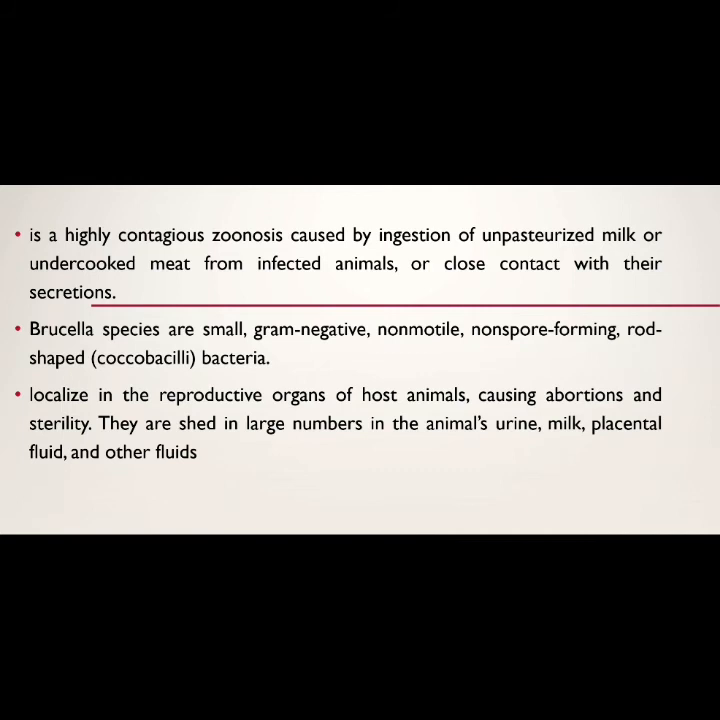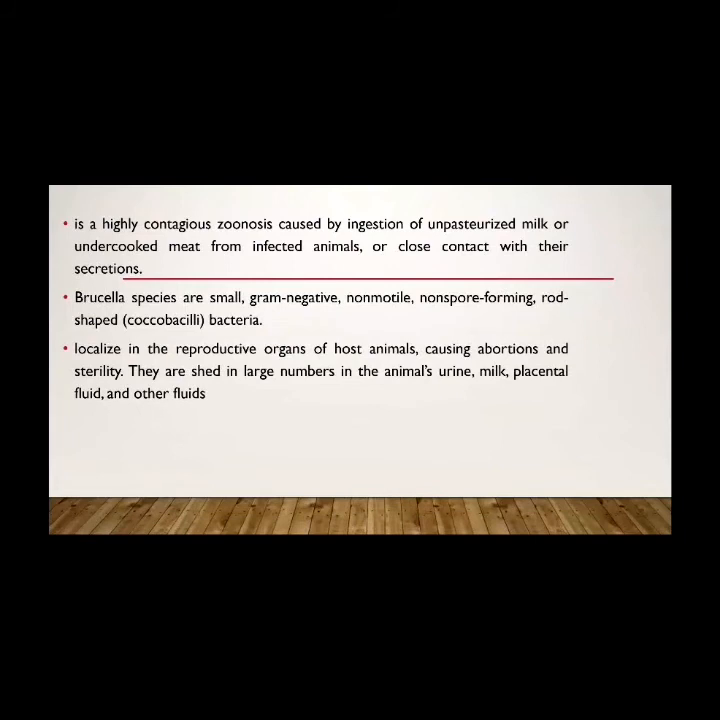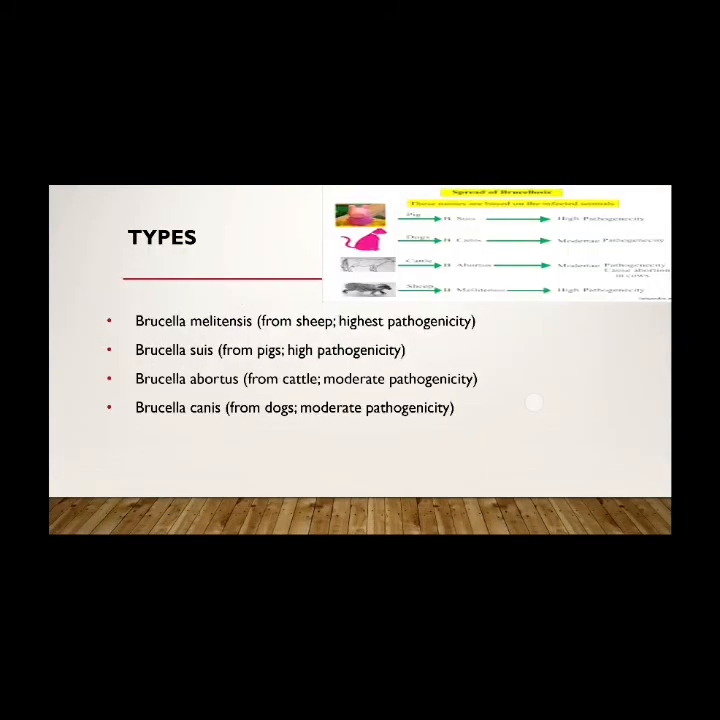Brucella species are small, gram-negative, non-motile, non-spore-forming, rod-shaped coccobacilli bacteria. These bacteria localize in the reproductive organs of the host animal, causing abortion and sterility. So it is one of the causes of sterility in animals. They are shed in large numbers in the animal urine, milk, placental fluid, or other fluids. So it is a zoonotic disease affecting animals and then transmitted to humans.